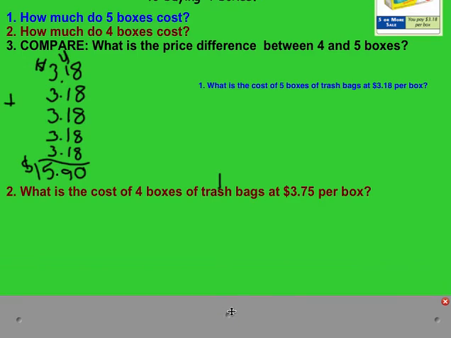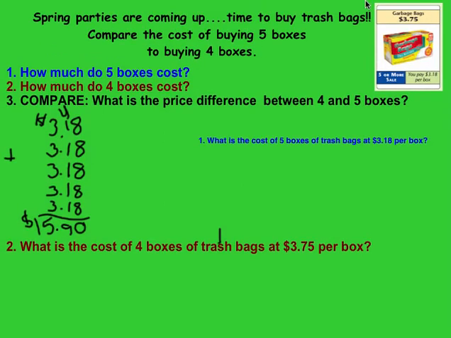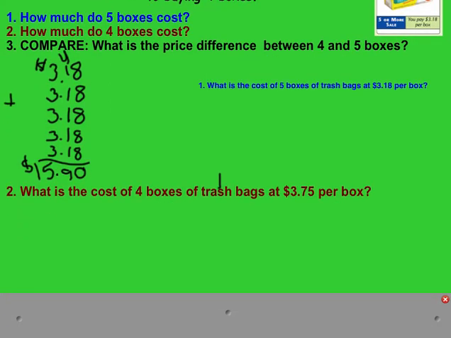So what is the cost of 4 boxes of trash bags at $3.75 per box? This time notice our price per box is higher because we are not at that sale price anymore, because we're only buying 4 boxes. If we're buying 5 or more, we're paying that sale price, but we're only buying 4, so we have to pay the regular price per box. So what do you think I'm going to write down? If you said $3.75 4 times, you would be correct.